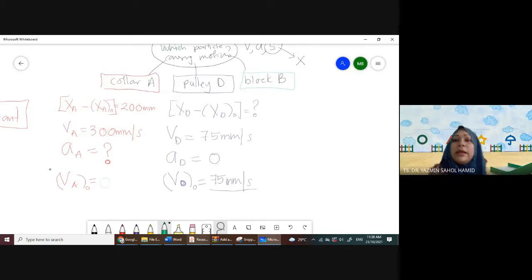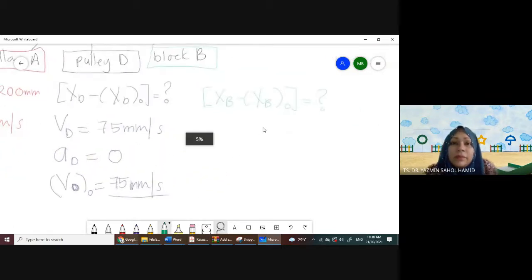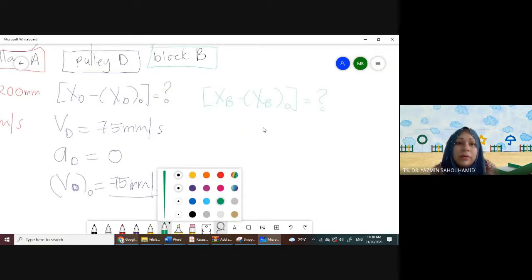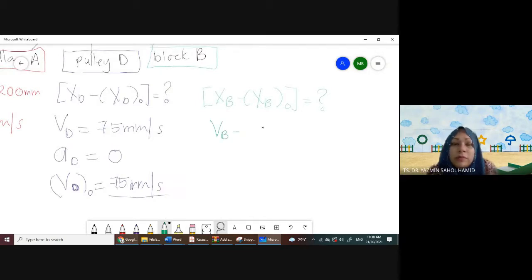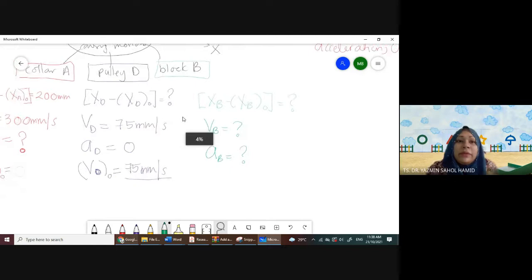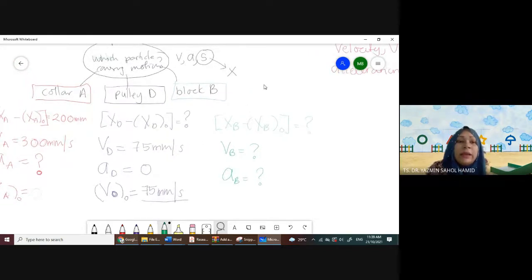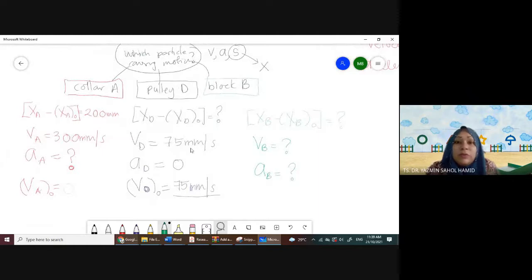Let's try. Okay, the next is block B. For block B, these are the values we need to find. We do not know the change of position for block B, we don't know the velocity of block B, and we do not know the acceleration of block B. These are the three things that we want to find. So number one, for this question, you have to list out all the variables we have and all the unknowns that we need to find.